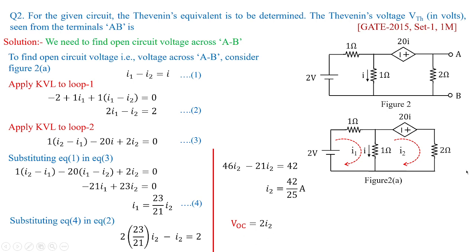Now VOC is nothing but the open circuit voltage. Once we're done with the loop current, the voltage would be I2 multiplied with 2. So this is the open circuit voltage. This 2 multiplied with 42 by 25 becomes 84 by 25. So this is the final answer. In fact, in decimals it is 3.36 volts. So the open circuit voltage across 2 ohms is 3.36 volts.